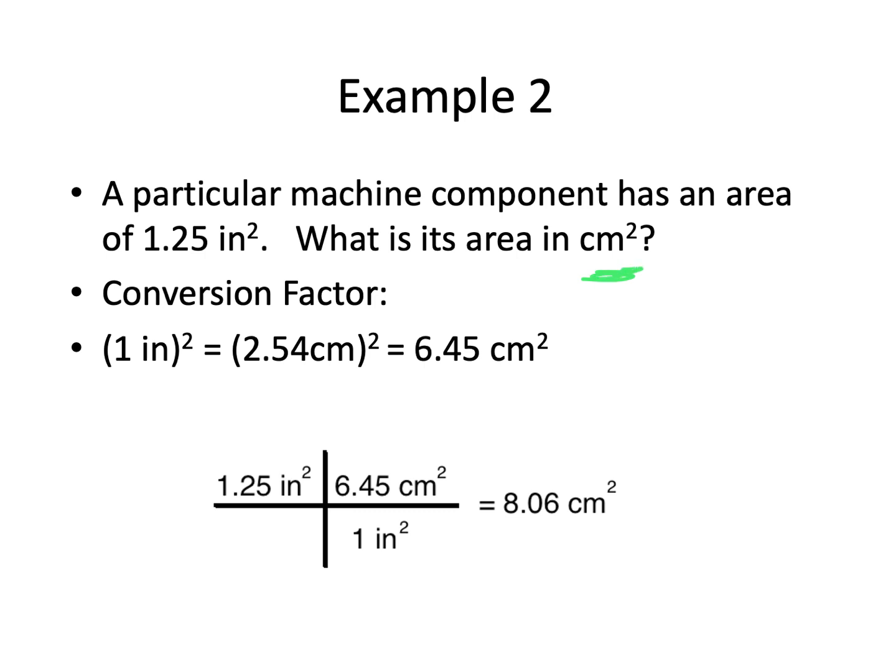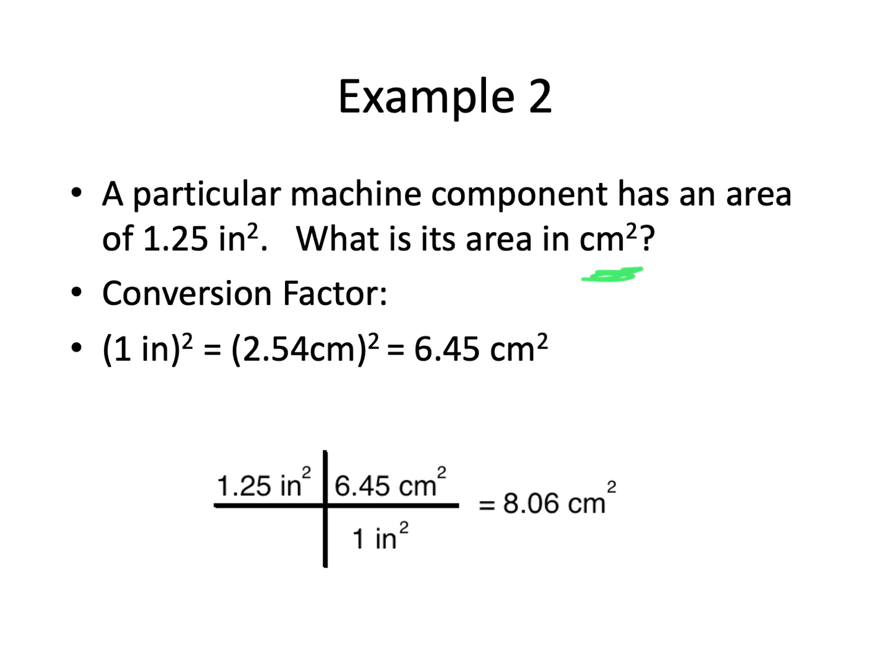Now, our conversion factor for inches to centimeters is we already know that 1 inch is equal to 2.54 centimeters. If I want the squaring conversion factor, I just simply square both sides. If I square the 1 inch, I have to square the 2.54, and when I do that, I get 6.45 centimeters squared. That means 1 inch squared is equal to 6.45 centimeters squared.